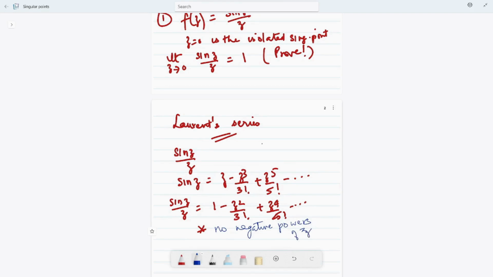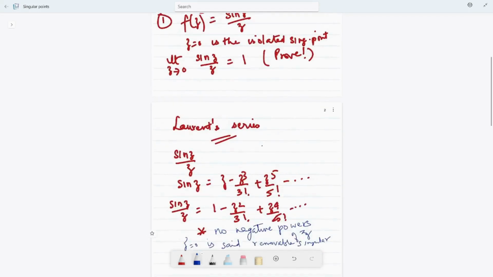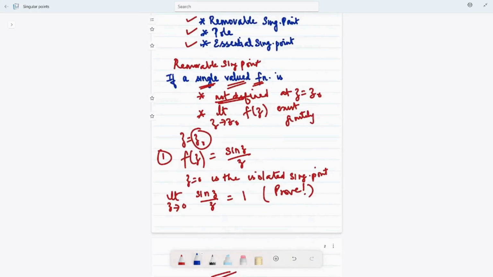Now, in Laurent series, I think you would have studied that earlier, you will have the principal part and the analytic part. Principal part is where you will have negative powers of z. Now, in this given function, there are no negative powers of z. Therefore, z equal to 0 is said to be a removable singular point. This is another way of checking whether the isolated singular point is a removable singular point or not. Now, this is the solving part of the question.